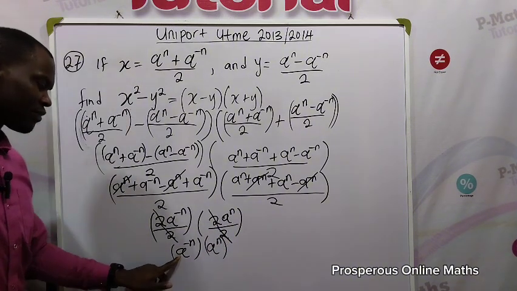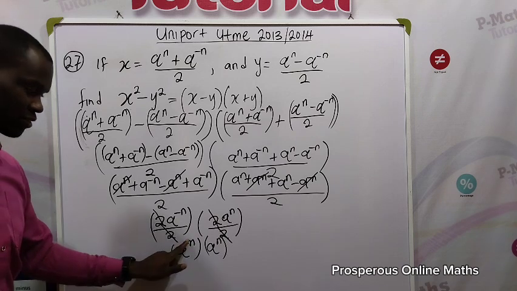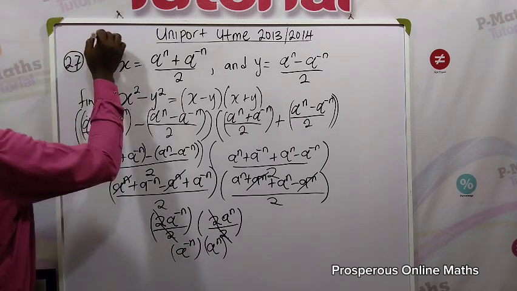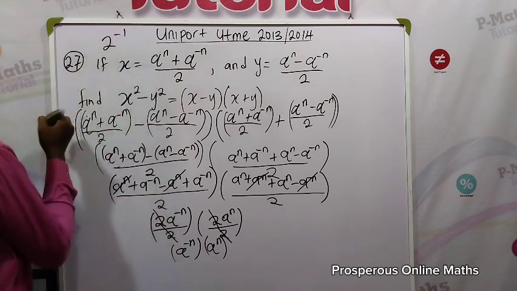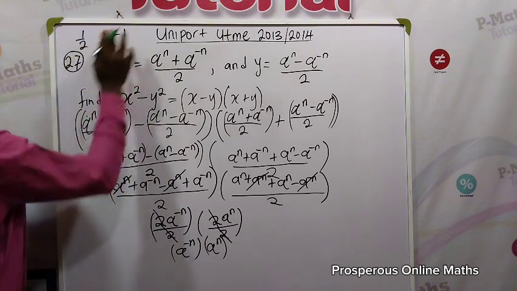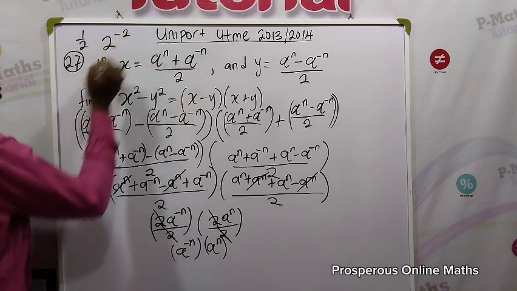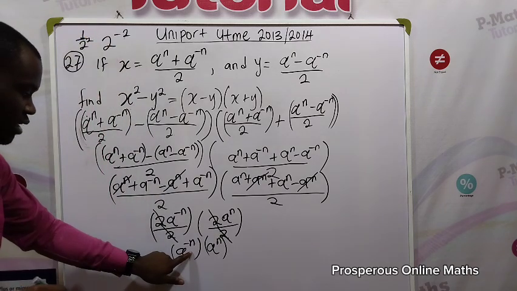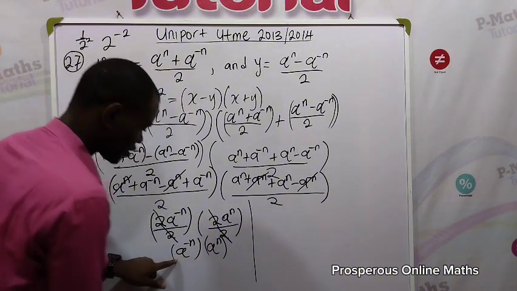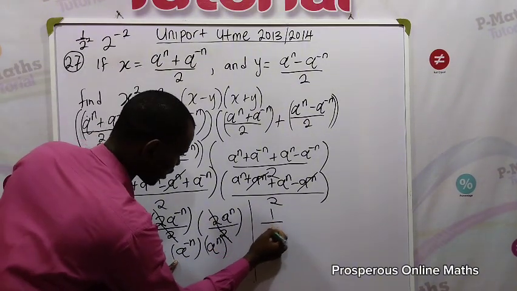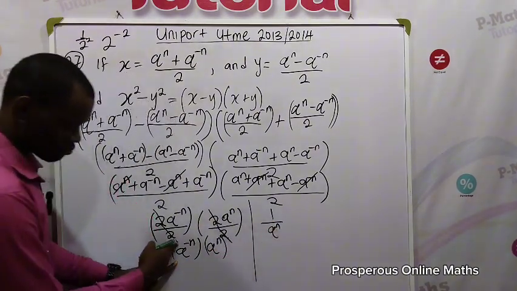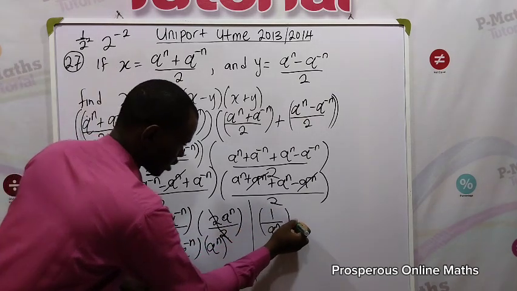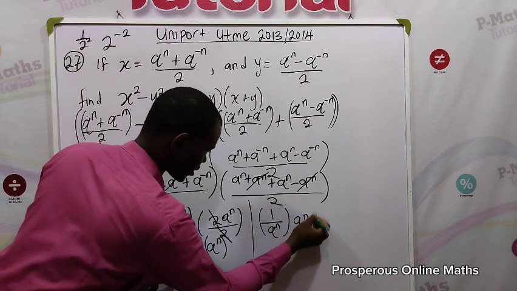Now, whenever you have a power that is a negative, you take reciprocal. Remember the question number 26. If you have 2 inverse 1, it means 1 over 2. If you have 2 raised to the power minus 2, it means 1 over 2 raised to the power 2. So since we have that here, we can write this as 1 over a raised to the power n, so that we handle the negative sign. And then we still have a raised to the power n.